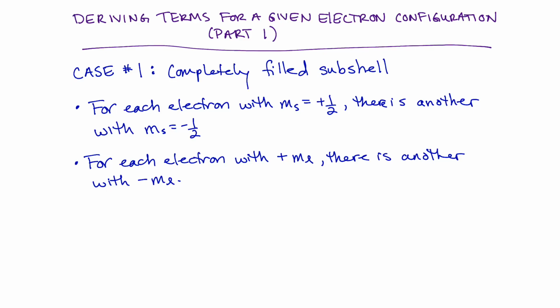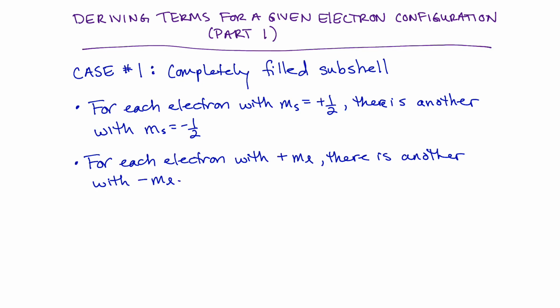Hi there. This video is going to walk through 2 out of the 3 examples for deriving terms for a given electron configuration. So in this first video, we'll start off with our first case, which is a completely filled subshell. What that means is that for each electron with a value of m sub s equal to plus 1/2, there's another with m sub s equal to minus 1/2. So we have paired electrons.